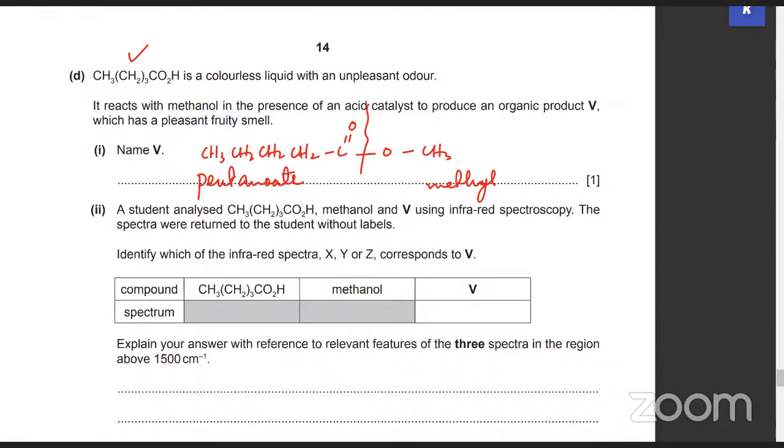So the name of the molecule is going to be methyl pentanoate. And then after that they are saying the student analyzes the spectrum with infrared spectroscopy. The spectrum will return to identify which of the infrared spectra X, Y, or Z corresponds to V. I mean, this is V.